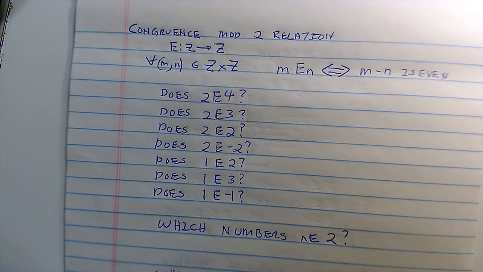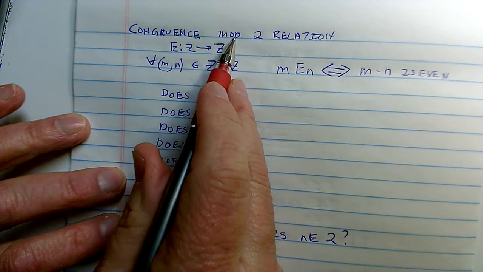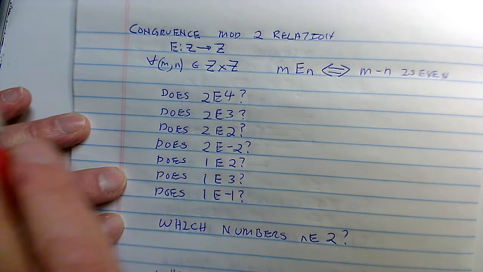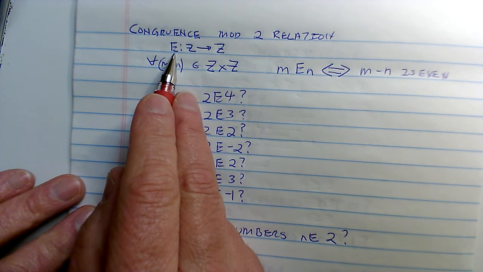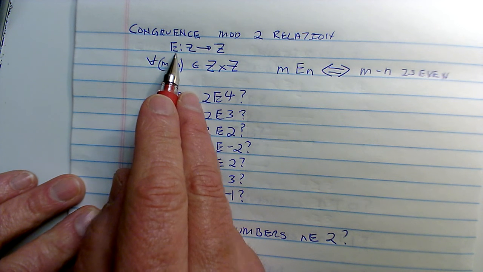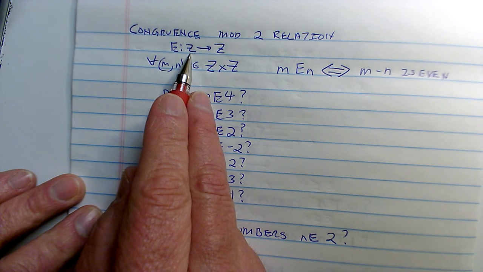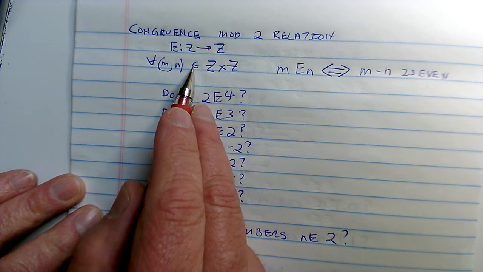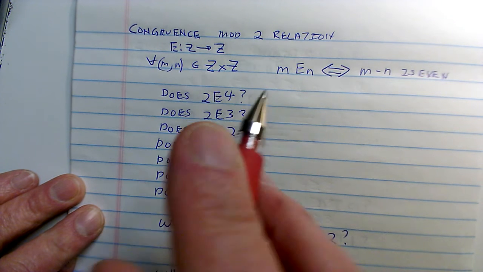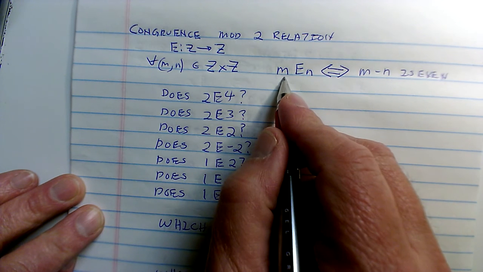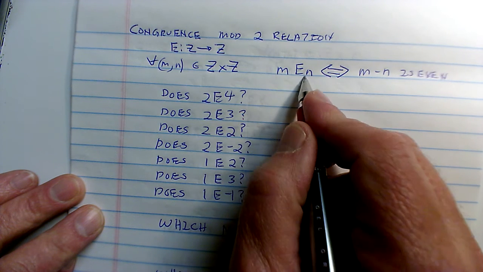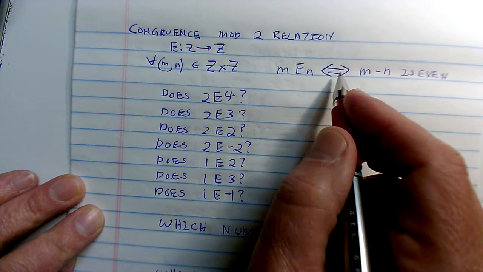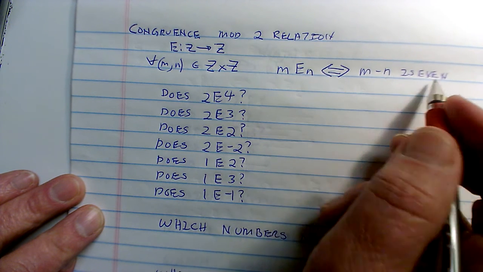Here's another one that's kind of interesting, and we're going to see this one pop up in some later experiences as we go through the chapter. What I'm looking at is something called congruence mod 2 as a relation. We're going to define the relation E, and I think it might become apparent why I used the letter E for this one, that goes from the integers to the integers. And we're going to say that a pair of integers, which is in Z cross Z, m E n means that m minus n is even.